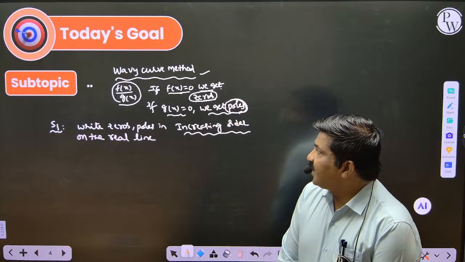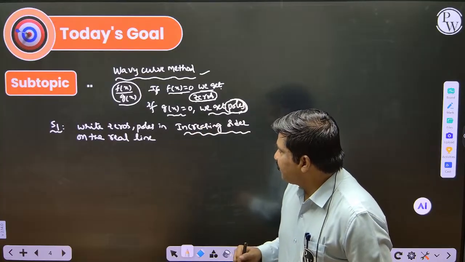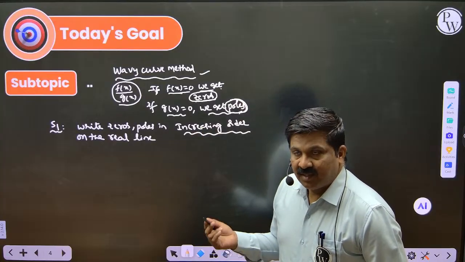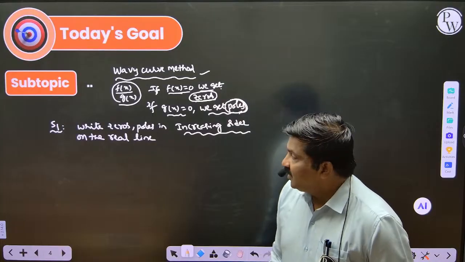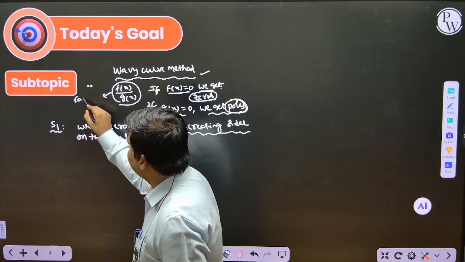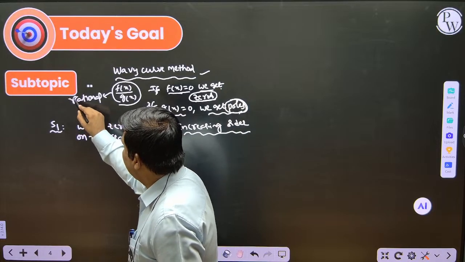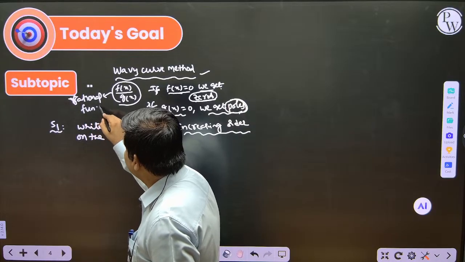When do we get poles? If the denominator is equal to 0. When do we get zeros? If the numerator is equal to 0. This is in the case of a rational function.